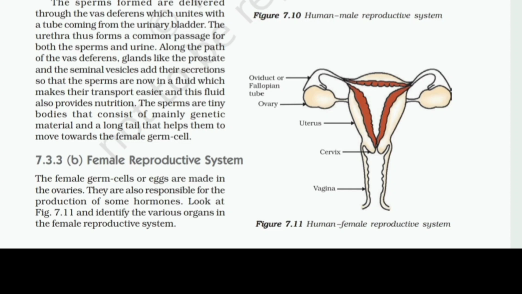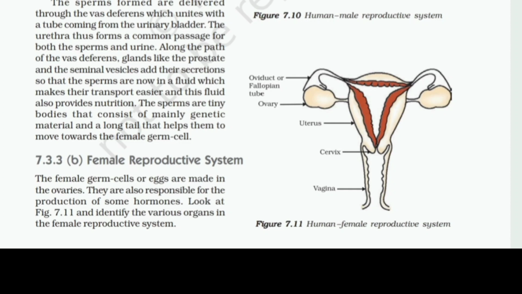7.3.3 A. Male reproductive system. The male reproductive system, figure 7.10, consists of portions which produce the germ cells and other portions that deliver the germ cells to the site of fertilization. The formation of germ cells or sperms takes place in the testes. These are located outside the abdominal cavity in scrotum because sperm formation requires a lower temperature than the normal body temperature. We have discussed the role of the testes in the secretion of the hormone, testosterone, in the previous chapter.